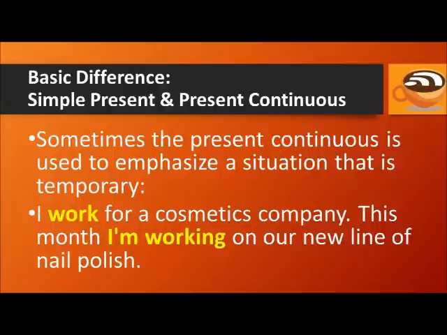Sometimes the present continuous is used to emphasize a situation that is temporary. For example, I work for a cosmetics company. This month I'm working on our new line of nail polish. The nail polish project is a temporary situation, and my working for a cosmetics company is more permanent. It's true in general.